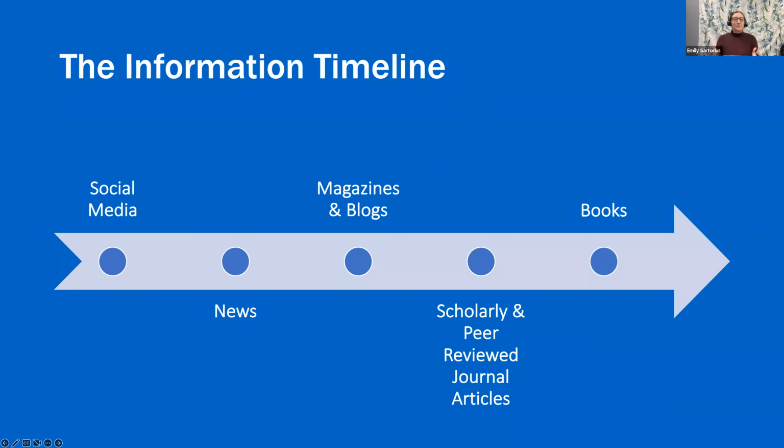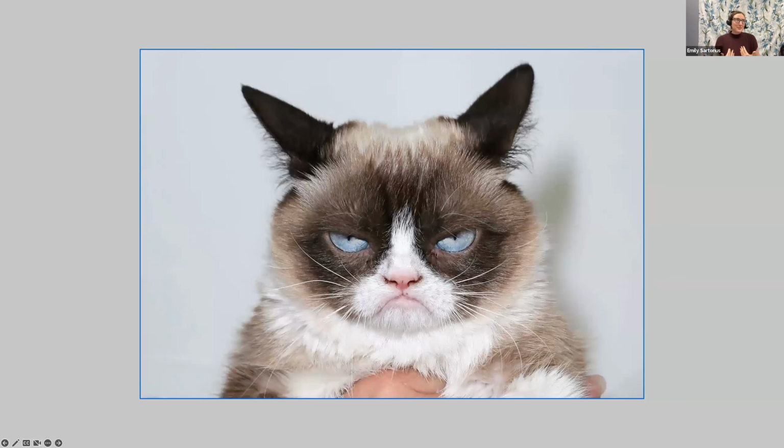And you might be thinking, Emily, this is great, but it's hard to understand without an example. So let me give you my favorite example to share, which is Grumpy Cat. I warmed you up with some memes earlier, and this is why. We're going to use Grumpy Cat as our example to walk through the information timeline. We're also going to share a link in the chat now to a research guide where you can follow along with Grumpy Cat's process through the information timeline.